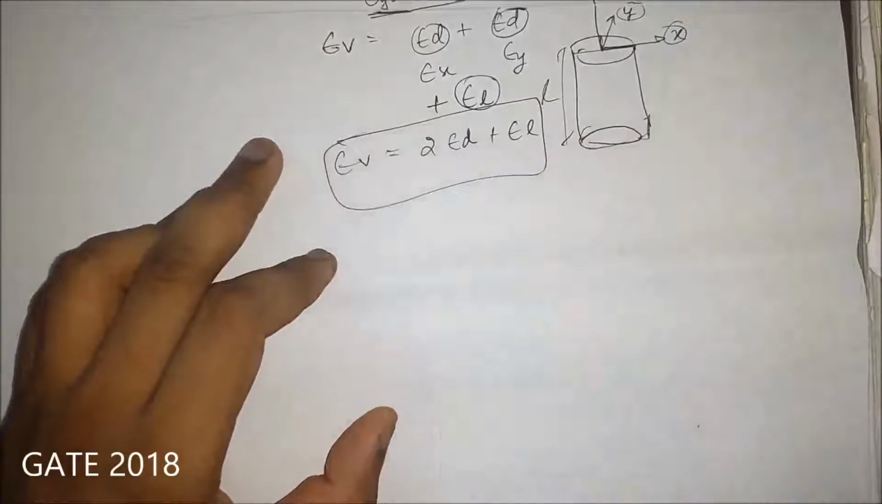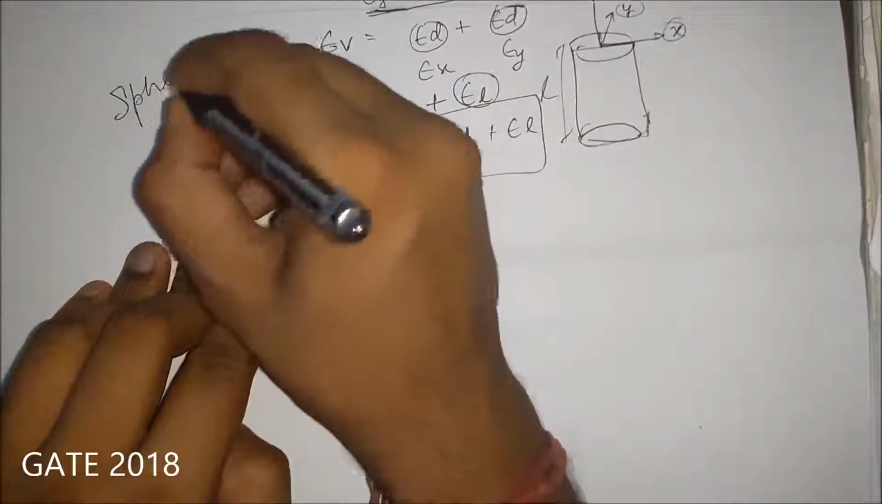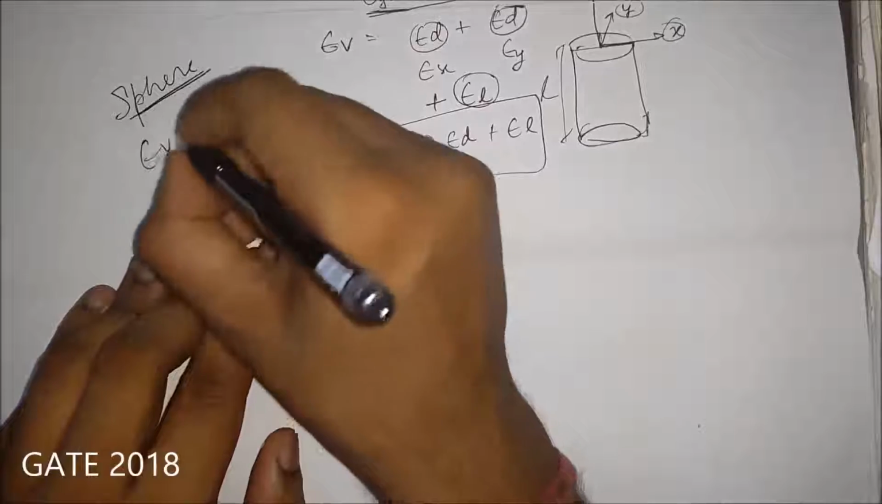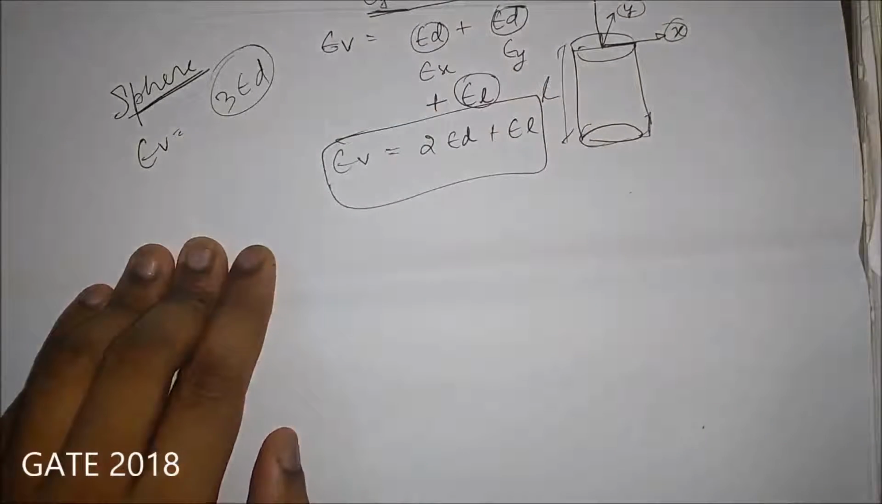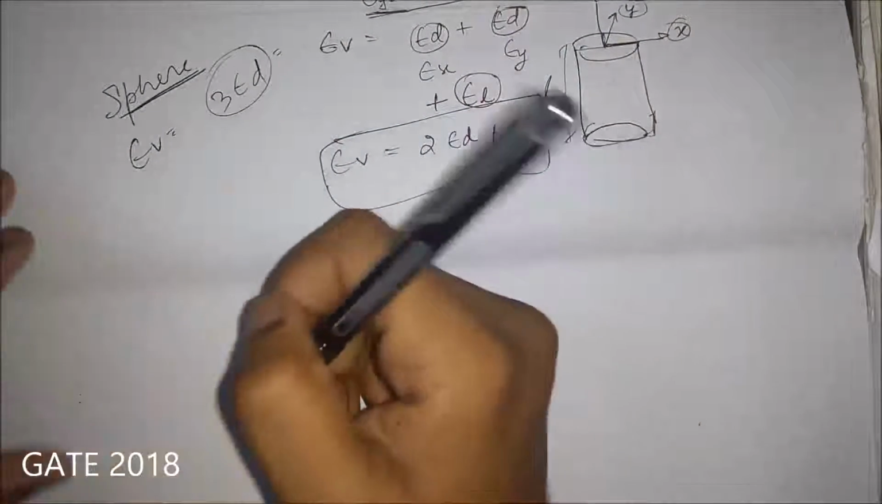Got it? Similarly, if we see for a sphere, what will it become? It will become volumetric strain is 3 times epsilon D, because in all the directions it will be the same, as the diameters are same in all the directions, the dimensions.